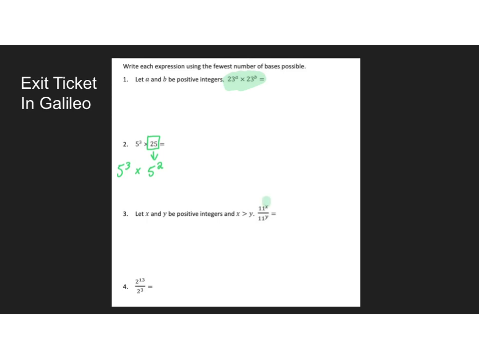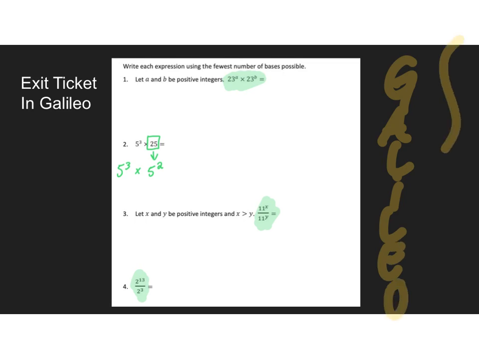Number 3, simplify this. How would we write this? And then number 4, you're going to be doing the same thing, dividing these. These are all in Galileo, and they are multiple choice, so please head over to Galileo and complete this. And when you're done, please do your reflection as well.